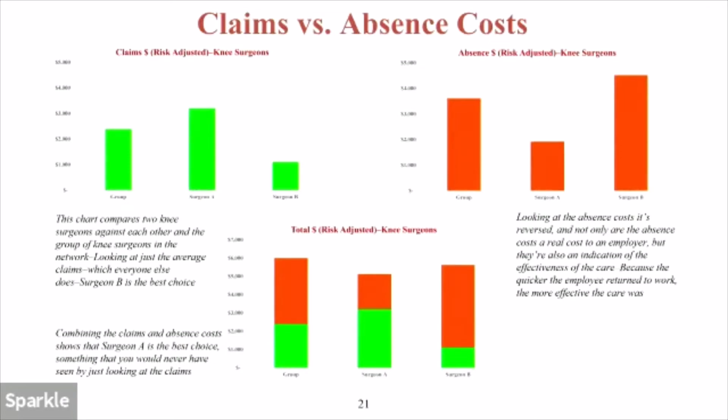But those claims costs are not the entire picture. When we look at the orange graph over on the far right, it's their average absence cost per patient. Remember, those absence costs straddle cost and quality. They're a real cost, but they're also an indication of the effectiveness of the care. And so Surgeon A is doing much better than average on the absence costs, getting their folks better and back to work. Surgeon B is doing much worse. The bottom graph just combines the two. Both Surgeon A and Surgeon B are better than average, but Surgeon A is the better one. That should be your choice, and you'd never see that if all you looked at was the claims data.